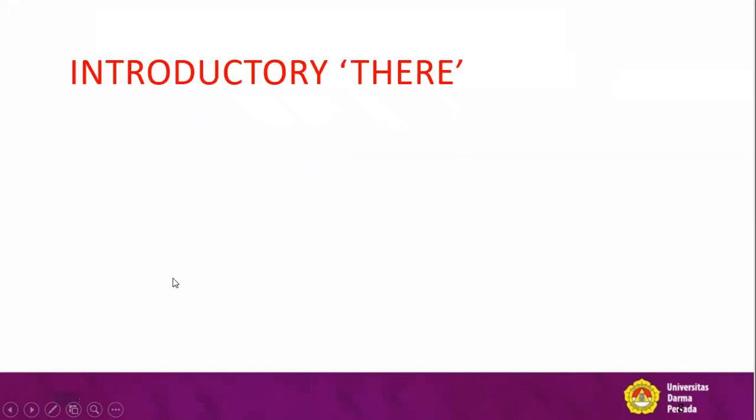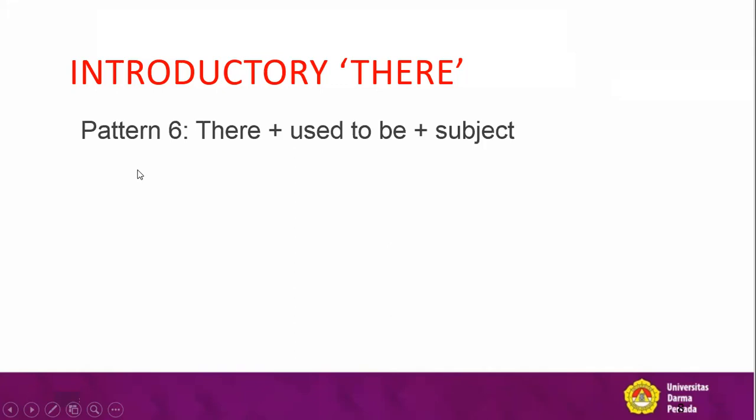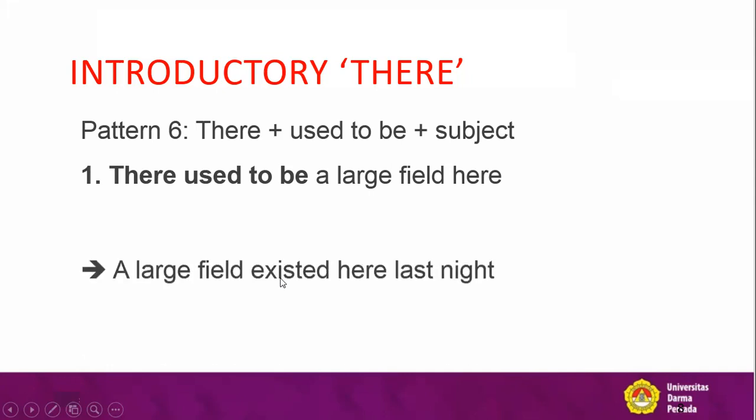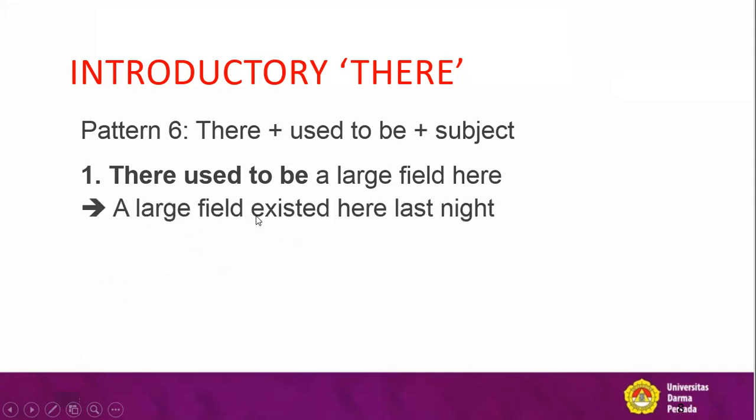Okay, this is a little bit in a hurry. Introductory there, pattern 6: there, and then used to be, and then subject. Let's see. There used to be a large field here. A large field existed here last night. And now there is no more field.